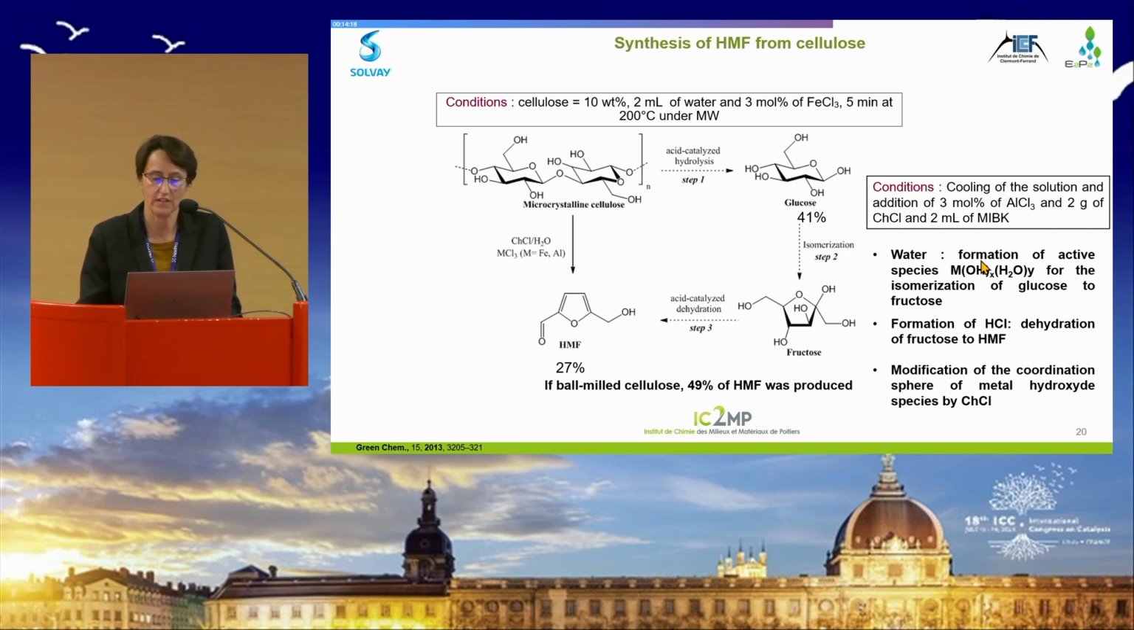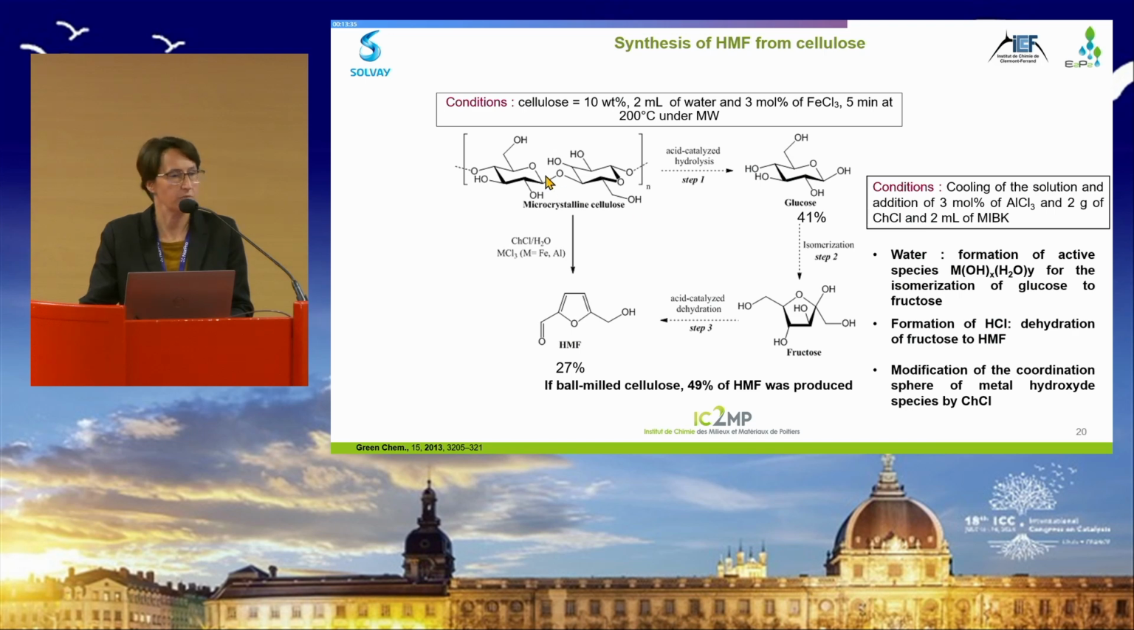Here, we were looking at the mechanism. The water that is present here will help to form the species of aluminum hydroxyl compound for the isomerization of glucose to fructose. And by the formation of this species, you have the release of HCl that will help to dehydrate to HMF. So when you look at that, you say, no need to use choline chloride. Why are we using choline chloride? You can see the mechanism, there is no impact of choline chloride. And in fact, without choline chloride, the yield is much lower, because we have made some calculations with the Institut de Chimie de Clermont-Ferrand in France, and we can see that there is a modification of the coordination sphere of the aluminum hydroxide species by choline chloride. So we have an effect using choline chloride.